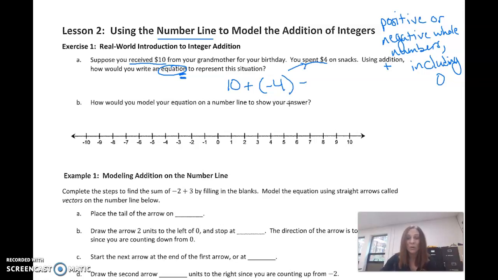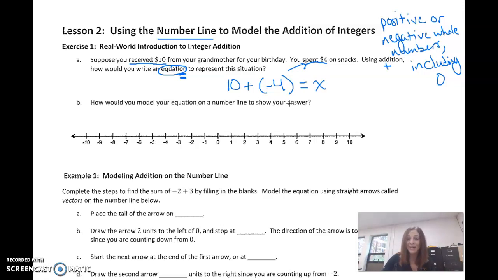And that has to equal the total amount of money we have. So I'm going to say it's going to equal X, and I can use any variable. Again, this is not a letter being thrown into math class. This is a symbol representing something we don't know. So here's my equation. Now, how would we model that on the number line to show your answer?